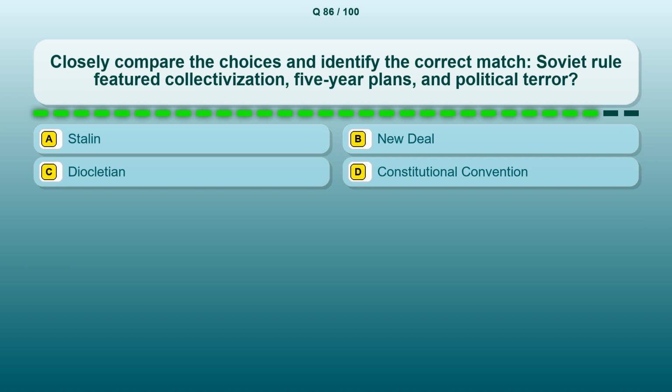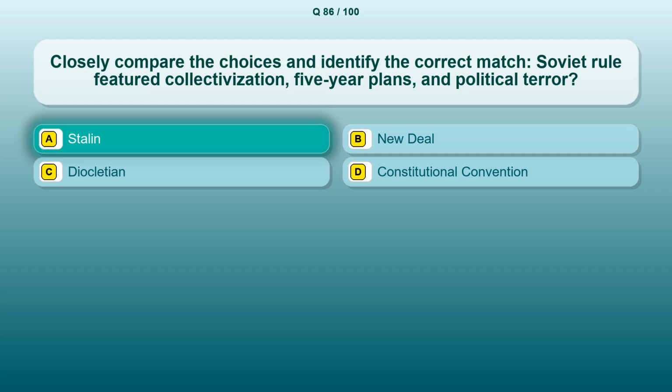Question 86. Closely compare the choices and identify the correct match. Soviet rule featured collectivization, 5-year plans, and political terror. Option A, Stalin. Option B, New Deal. Option C, Diocletian. Option D, Constitutional Convention.